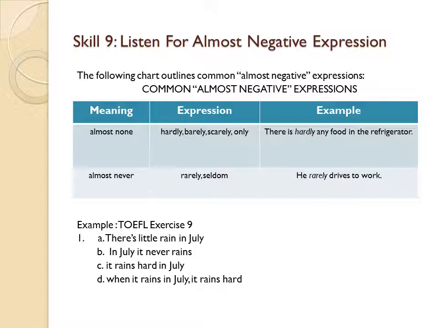The correct answer is A. There is little rain in July. Why? Because there is little rain in July. Almost none expressions, the word hardly.